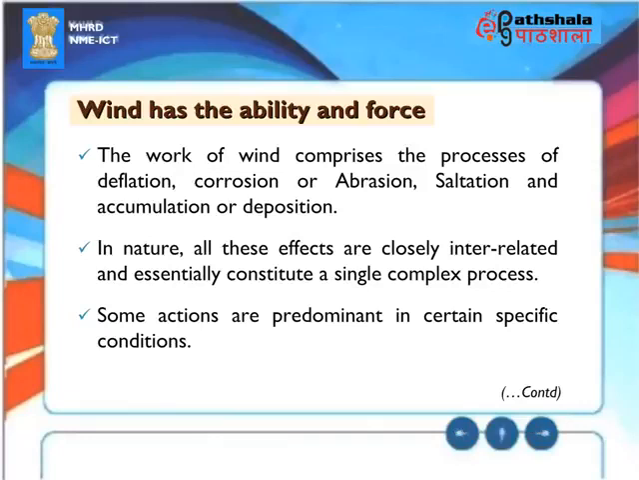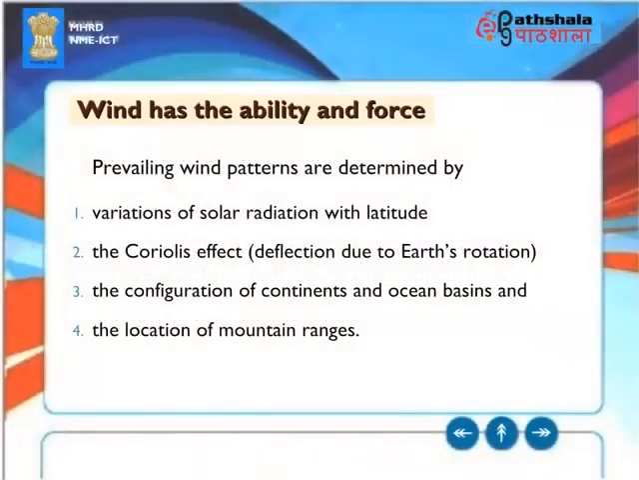The work of wind comprises the processes of deflation, corrosion or abrasion, saltation, and accumulation or deposition. In nature, all these effects are closely interrelated and essentially constitute a single complex process. Some actions are predominant in certain specific conditions. Prevailing wind patterns are determined by variations of solar radiation with latitude, the Coriolis effect, deflection due to Earth's rotation, the configuration of continents and ocean basins, and the location of mountain ranges.